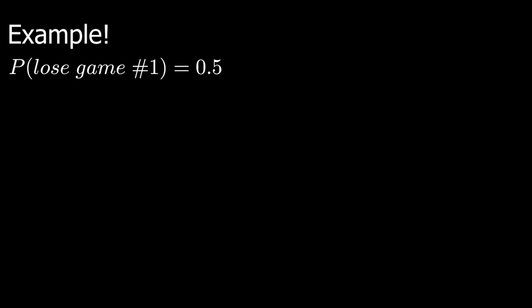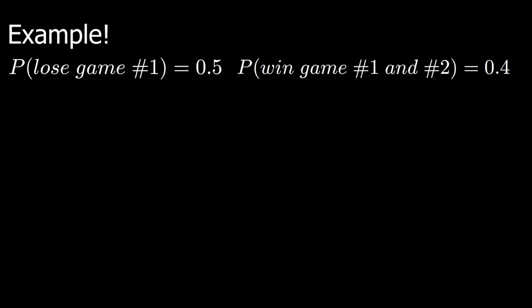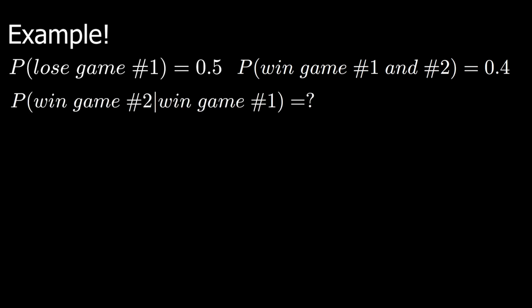The probability of your favorite sports team losing the first game of a season is 0.5, 50%. The probability of your favorite sports team winning the first 2 games of a season is 40%. What is the probability of winning the first 2 games given that our team already won the first game?